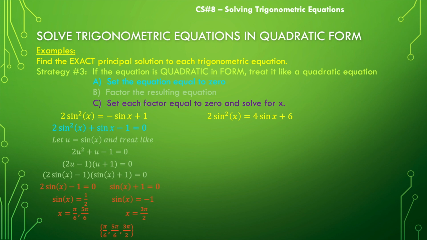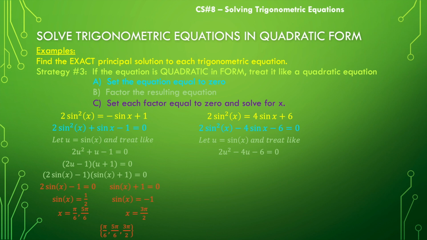For the second example, we're going to work it through the same way. We see it's a quadratic, one trig function. The maximum degree is a squared. So we can set the whole equation equal to 0. So we would say 2 sine squared of x minus 4 sine of x minus 6 is equal to 0. We will let our substitution be u is equal to sine of x. And we'll treat this like 2u squared minus 4u minus 6 is equal to 0.